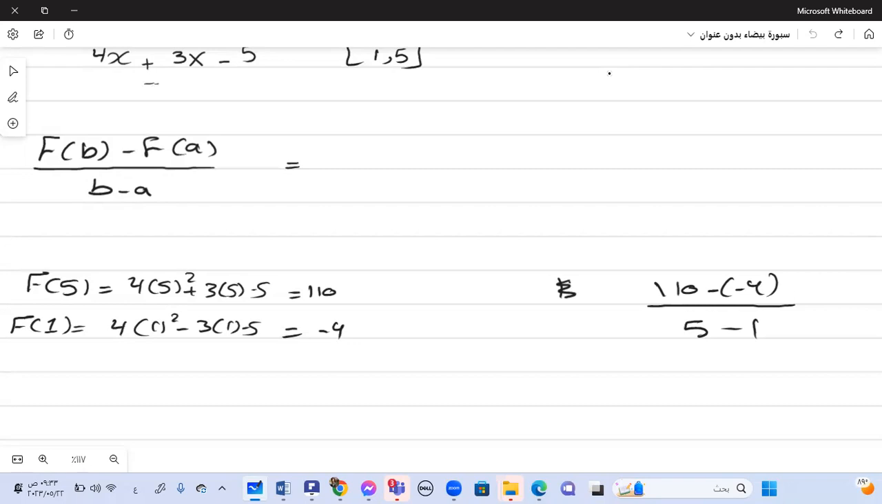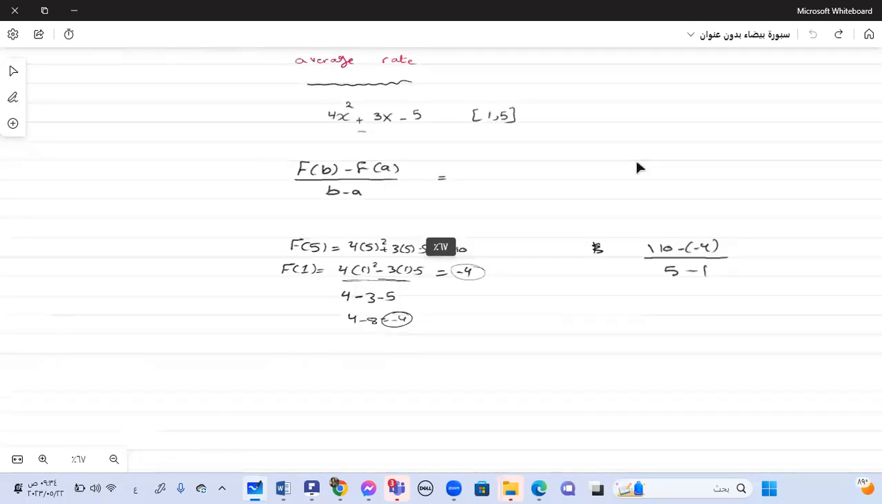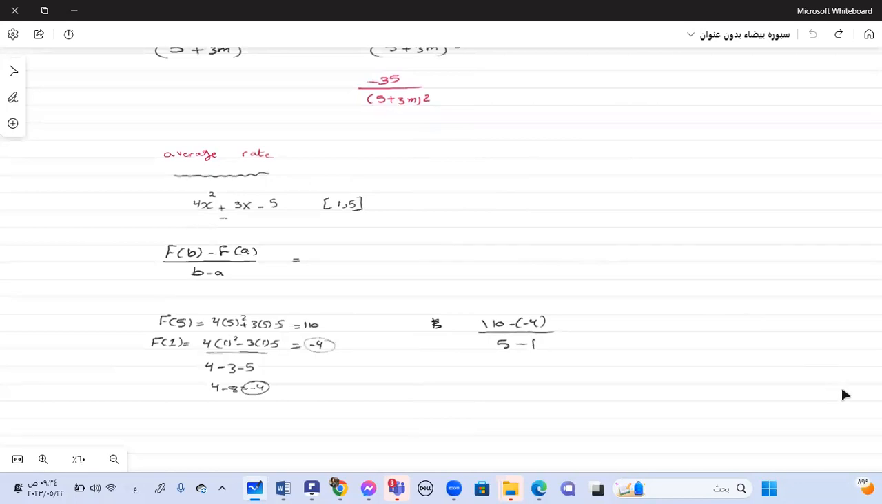It is F of B minus F of A. You did the calculation for F of A and roughly said it is negative 4: 4 minus 3 minus 5, so 4 minus 8 equals negative 4. F of 5 is 110, minus negative 4, over 5 minus 1. Okay, use the calculator step by step. Any problem about this idea? No. Okay, so it is an important exercise that was solved in the midterm.